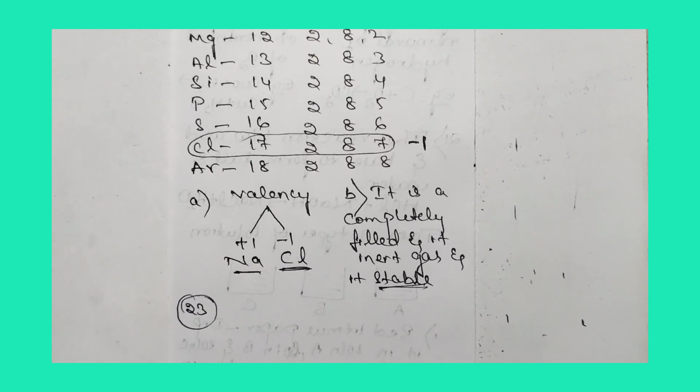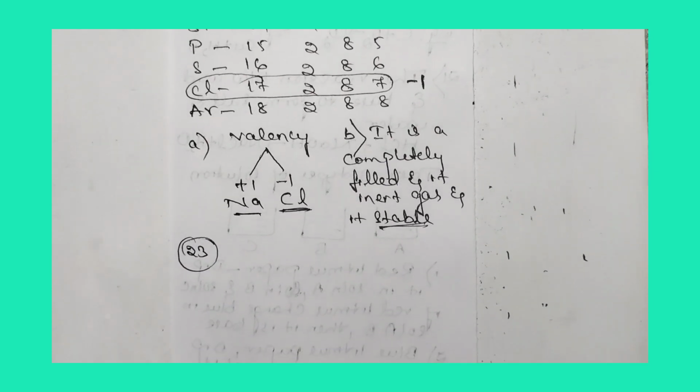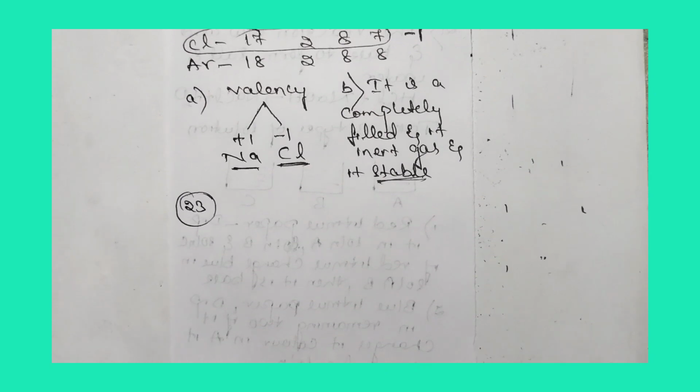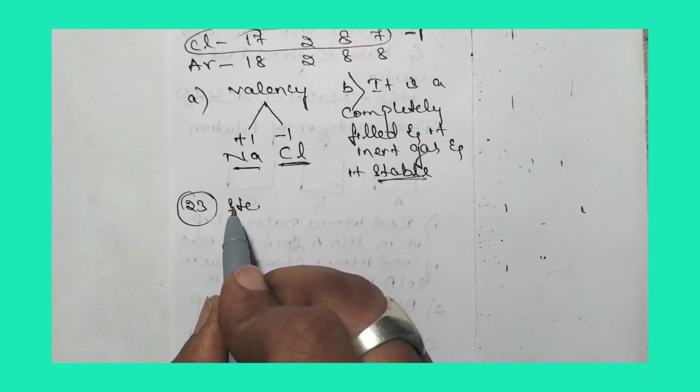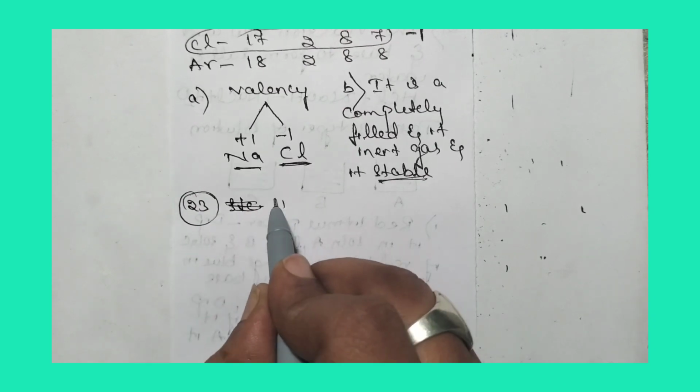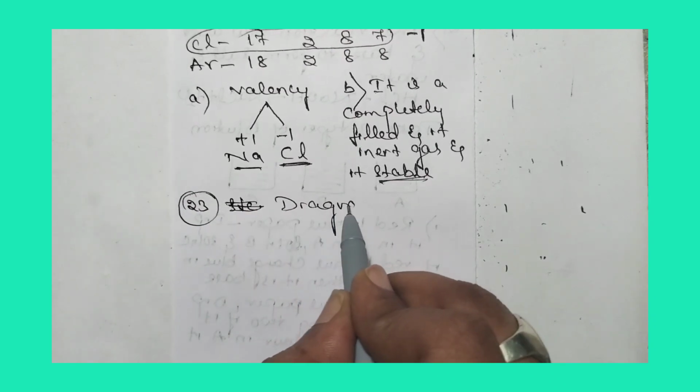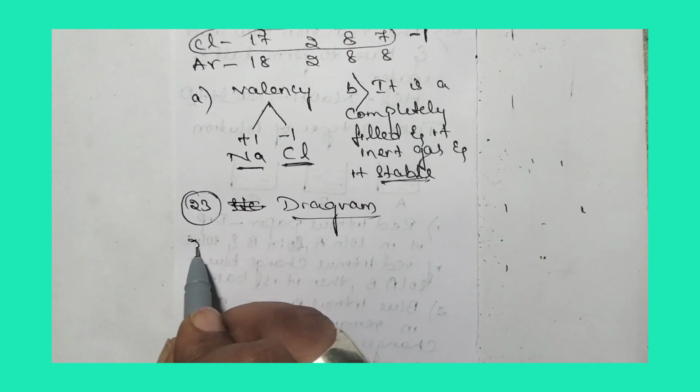Next, magnesium forms an ionic compound with chlorine. Why? Explain. So let us explain it. When it says magnesium forms an ionic compound with chlorine, we have to write 3 steps. Step number 1 is the diagram. The 23rd is the diagram. Now let us move to the 24th question.